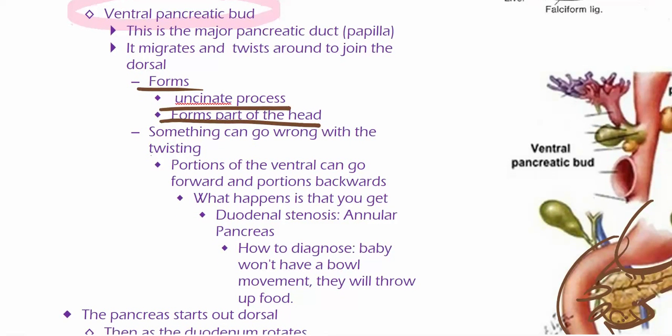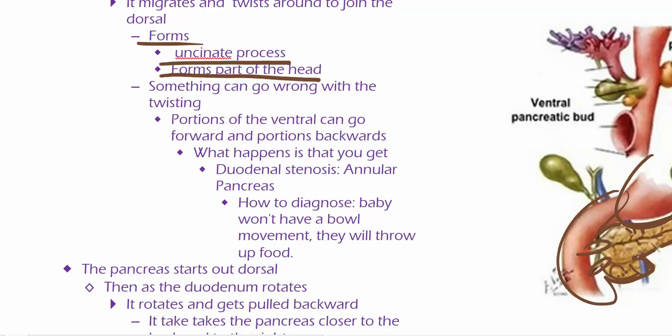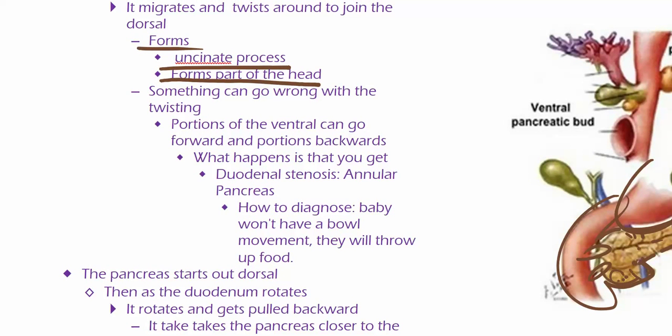Okay. Something can go wrong. So what can go wrong? What can happen is that the ventral pancreatic bud can divide into two parts. All right? So it can divide into two parts.